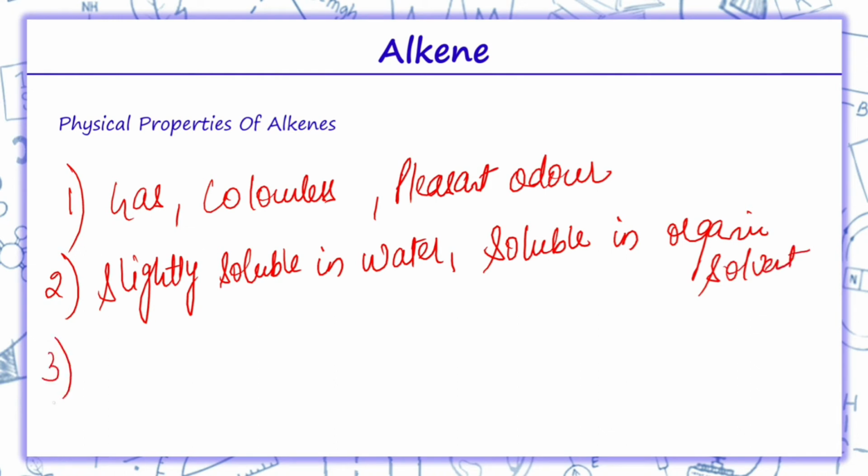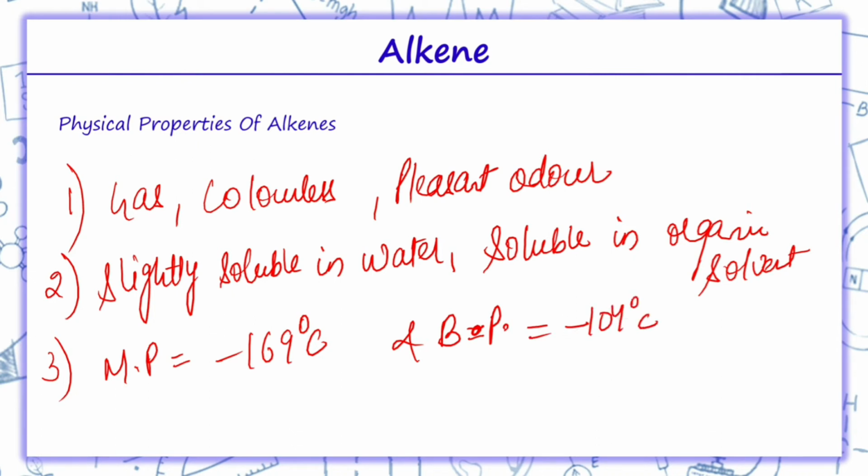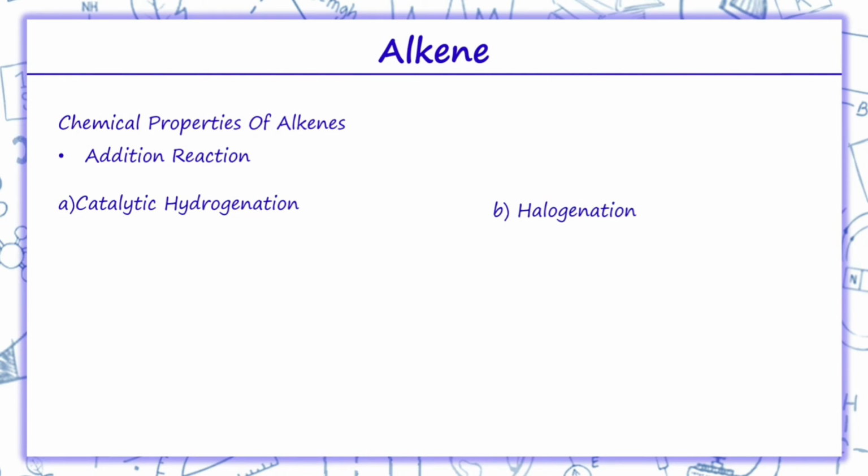Its melting point is minus 169 degrees Celsius and boiling point is minus 104 degrees Celsius. Now coming on to the chemical properties of alkenes.